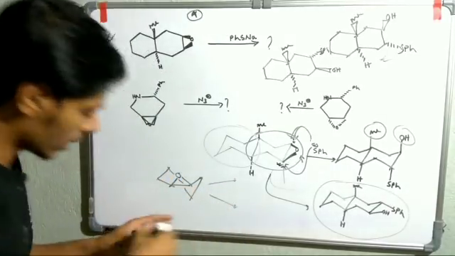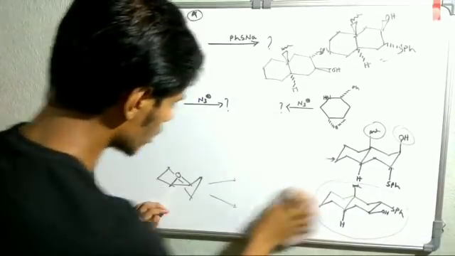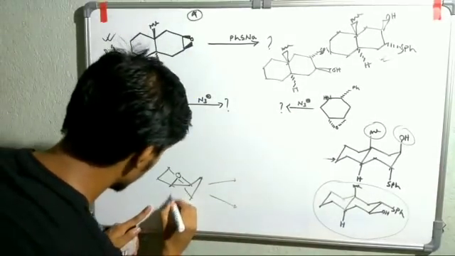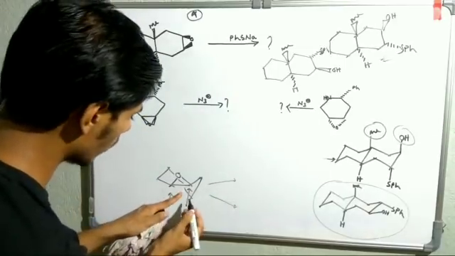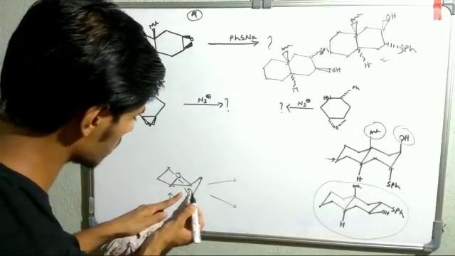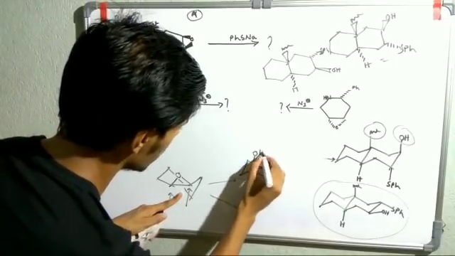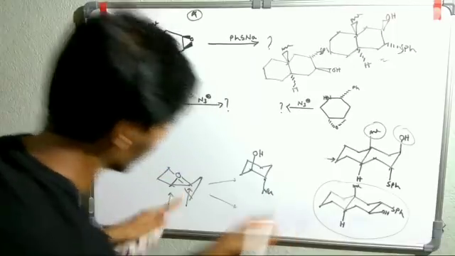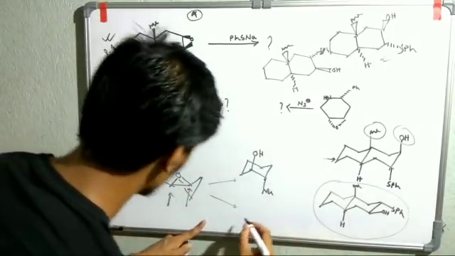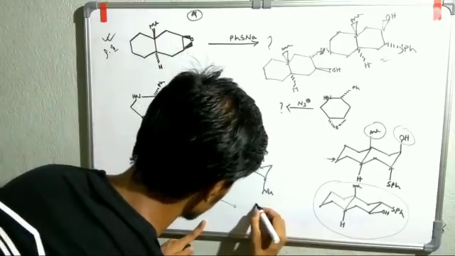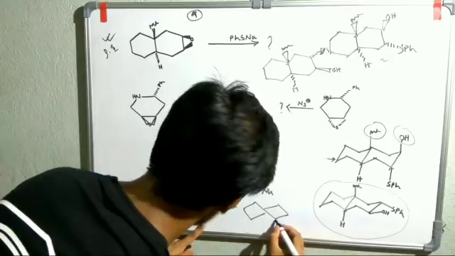Now we are talking about two different modes of attack, right? So either the nucleophile can attack here or the nucleophile can attack here. Okay, so now let's say the nucleophile is attacking on this particular carbon atom. So then what will be your product? So then this will be your product, right? Now if the nucleophile attacks on this particular carbon atom, what will be your product? So in this case you will get a product like this.